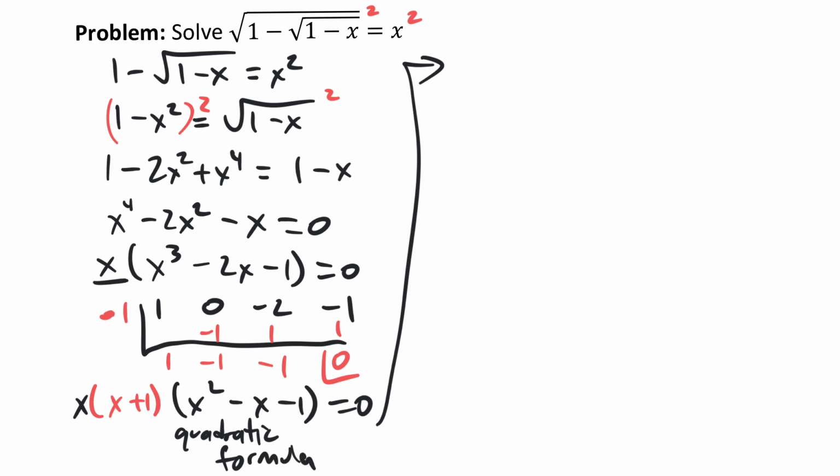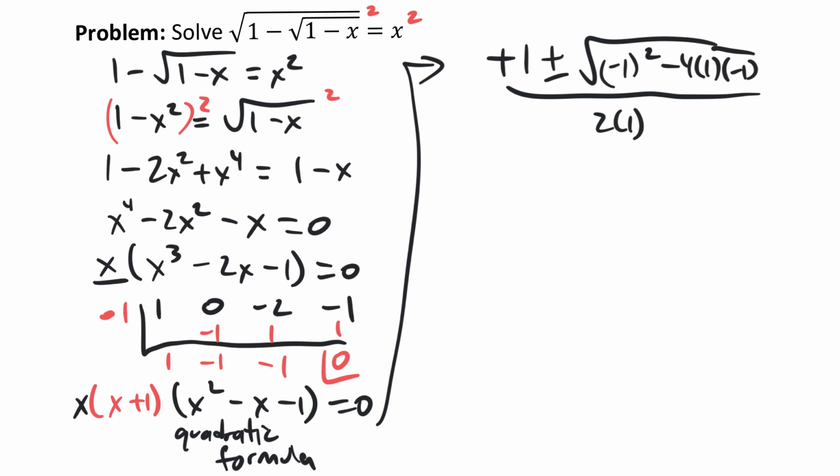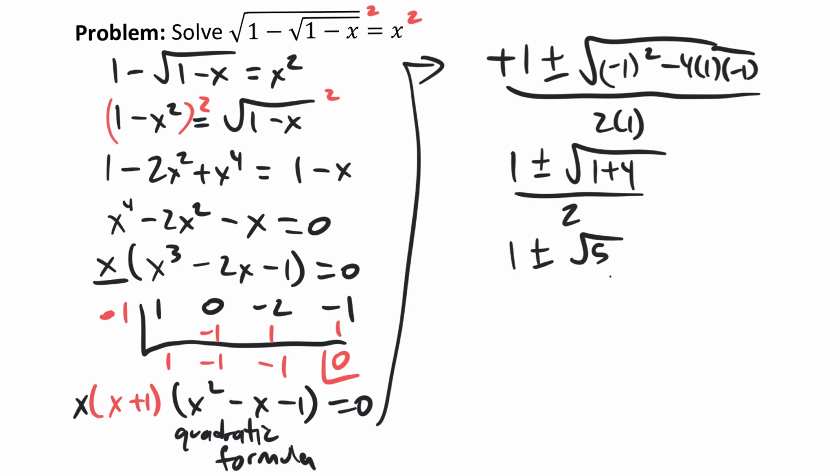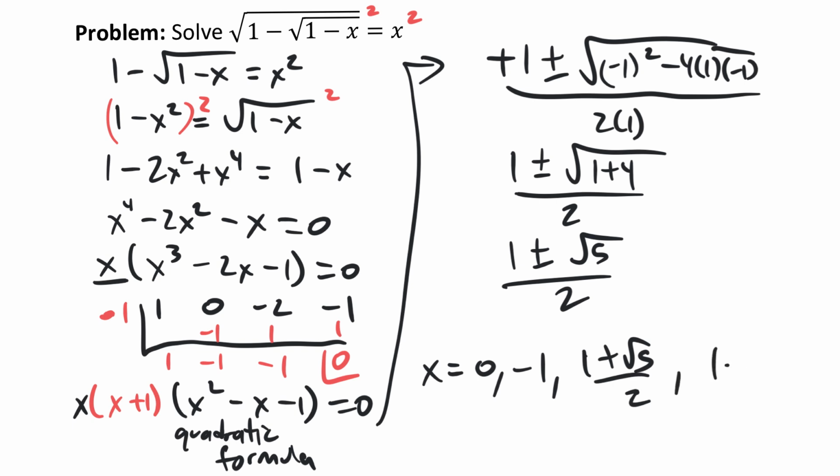That's going to give me minus b, so plus 1, plus or minus the square root of b squared minus 4ac, over 2 times 1. That's 1 plus or minus the square root of 1 plus 4, so 5. Okay, so we have x equals 0, negative 1. Those are from our first two factors. And then 1 plus root 5 over 2, and 1 minus root 5 over 2.